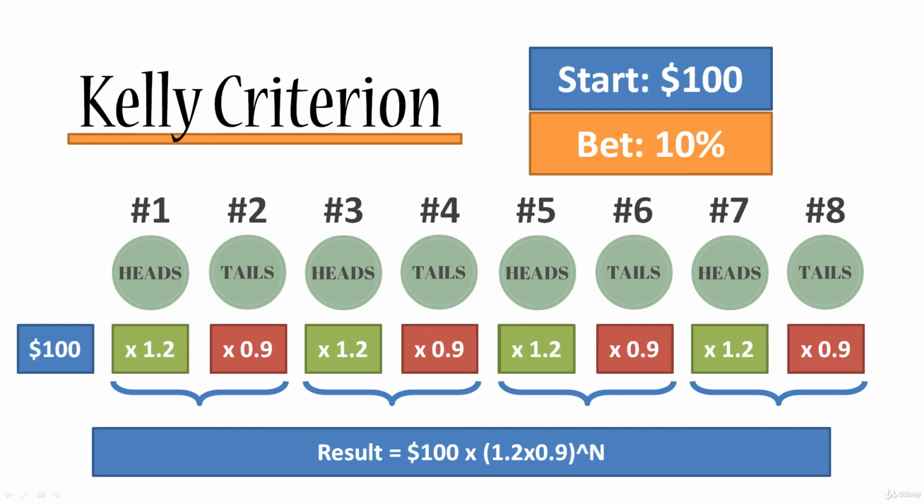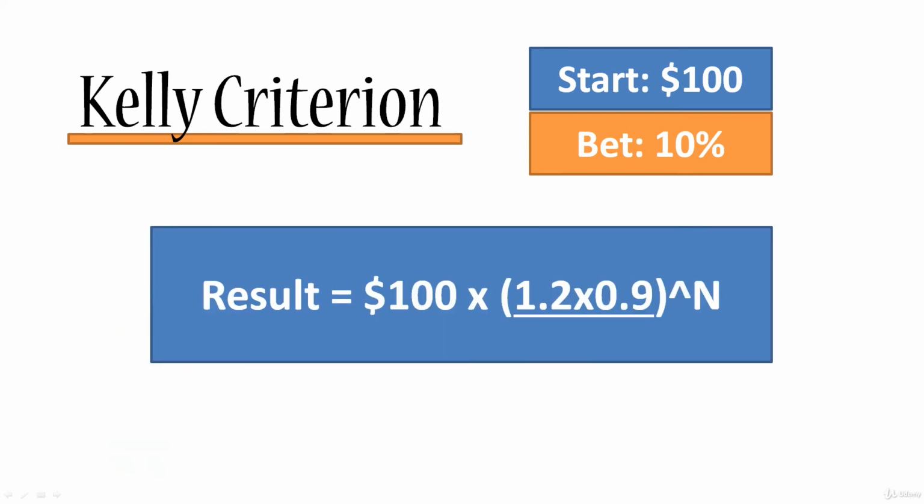as many times as it comes up. So in this case, our result will be $100 times whatever the result of a pair of heads and tails is, so 1.2 times 0.9, to the power of the number of those pairs. So in this case, we'll just say that there's n pairs. So that's the result again, and in that way, our analysis is now much easier to do, because all we have to do is look at that underlined part. What is in those brackets?